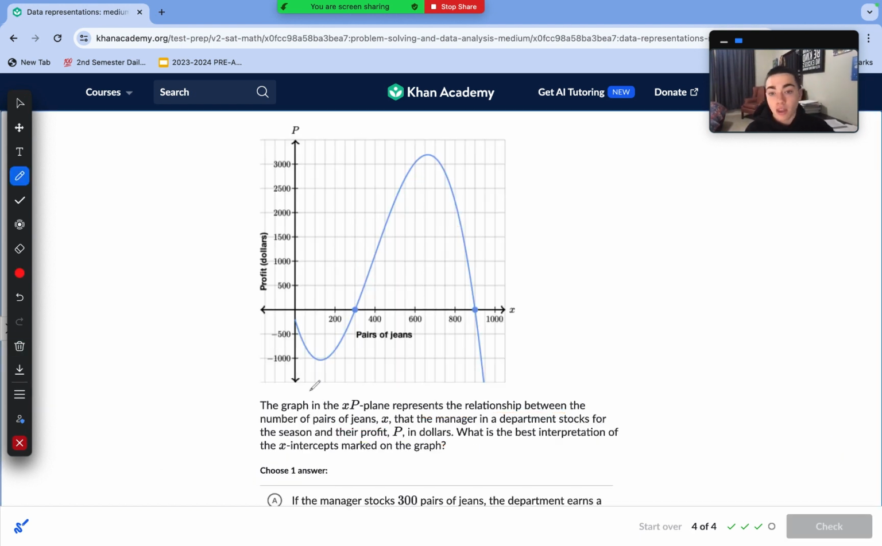Last question here. The graph in the XP plane represents the relationship between the number of pairs of jeans X that a manager in a department stocks for the season and their profit in dollars. What is the best interpretation of the x-intercepts marked on the graph?